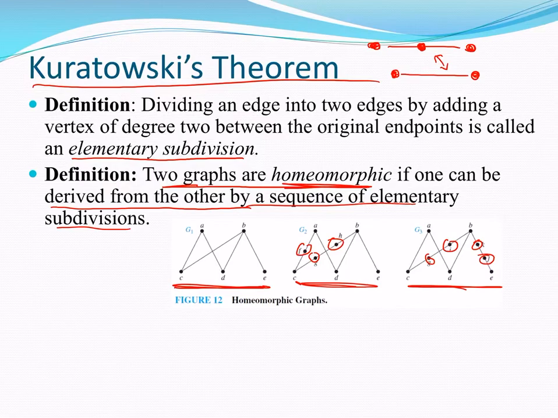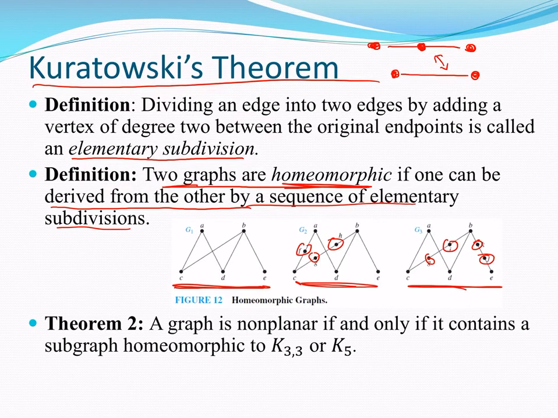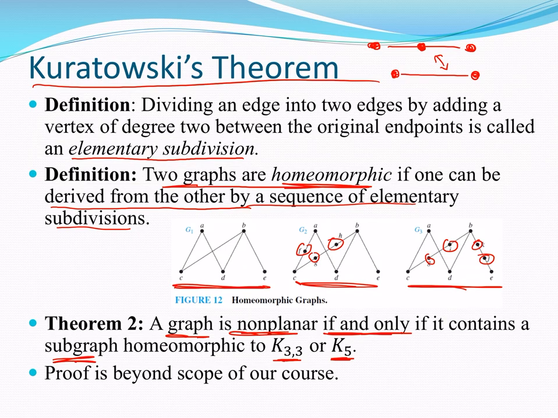Okay, now we can state Kuratowski's theorem: a graph is non-planar if and only if it contains a subgraph homeomorphic to K3,3 or K5. Every non-planar graph has a subgraph homeomorphic to one or the other of these, or possibly both. The proof is beyond the scope of our course, but it is important to understand that K3,3 and K5 are crucial to understanding graph planarity and non-planarity.